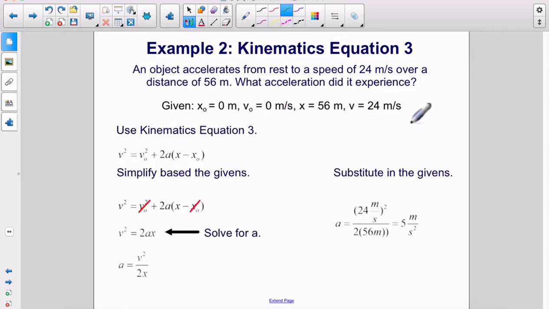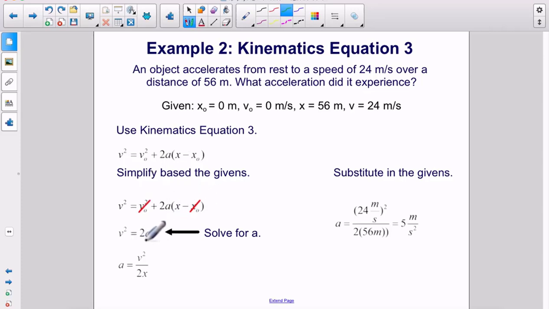Here are our givens. Our initial position is 0. Our initial velocity is 0. Our final position is 56 meters. Our final velocity is 24 meters per second. So, no time. Let's go to kinematics equation 3 and solve for a. So first we eliminate that term and that term because they're both 0. So we get v squared equals 2ax.